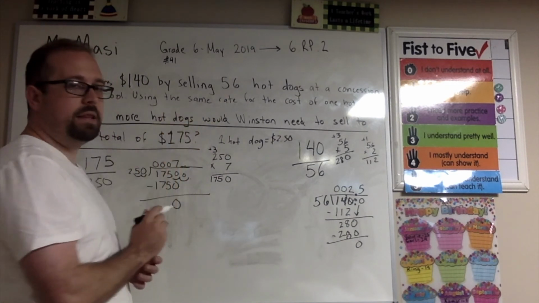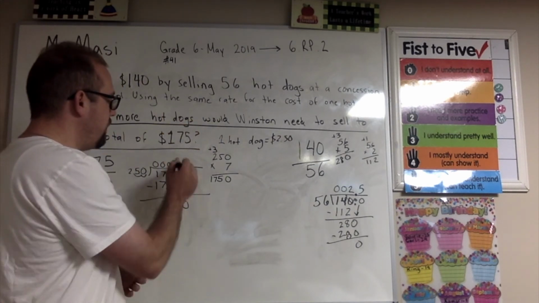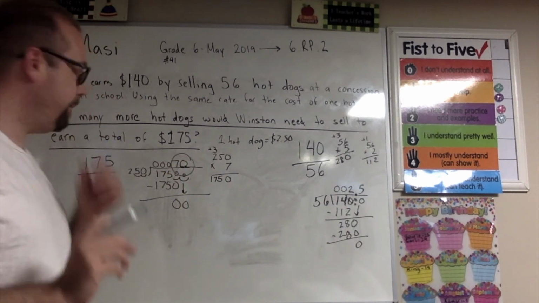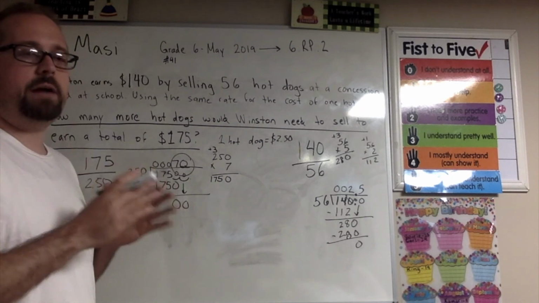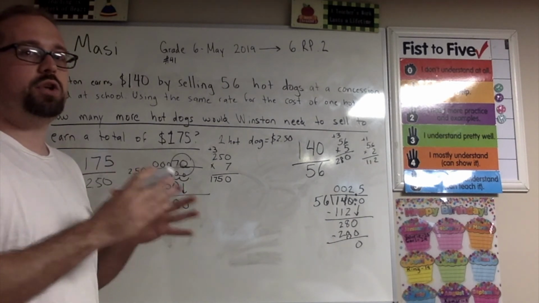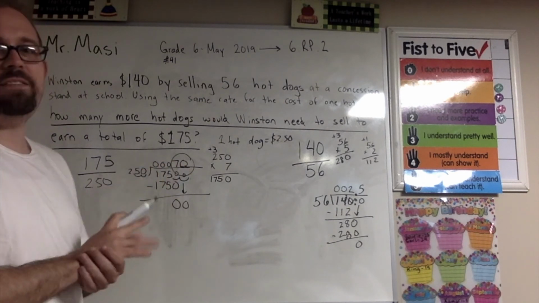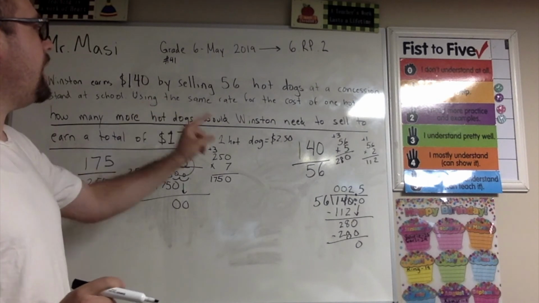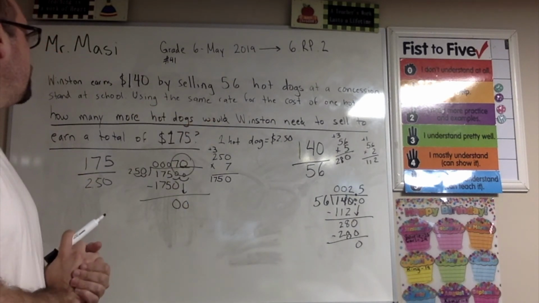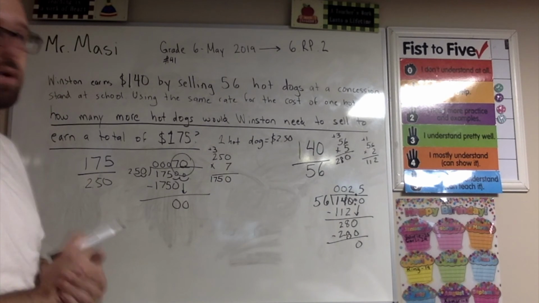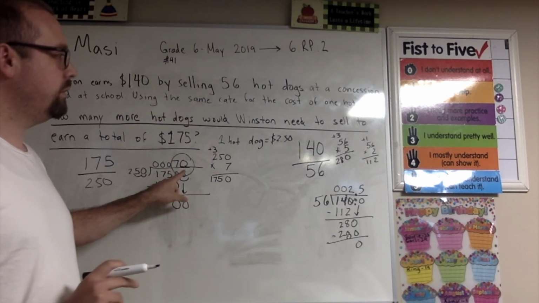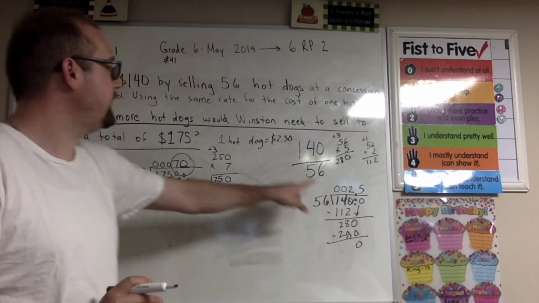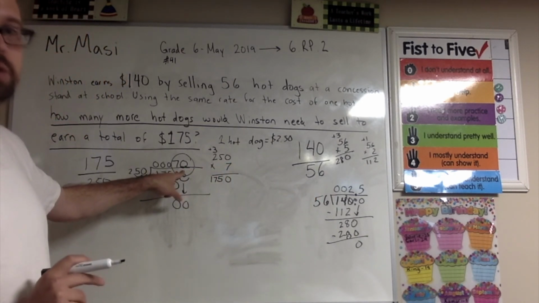But I cannot forget about this 0. So this comes down 0, and that's important to make sure you have that 0 there. So I'm going to circle that 70. Now, if I sell $175 worth of hot dogs, that means I sold a total of 70 hot dogs. So the question's asking you, how many more hot dogs would Winston need to sell to earn a total of $175? The answer is not 70. The answer is not 56.